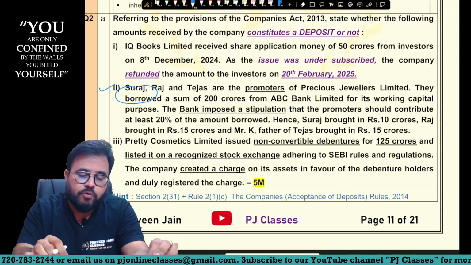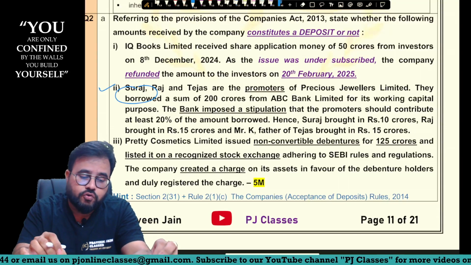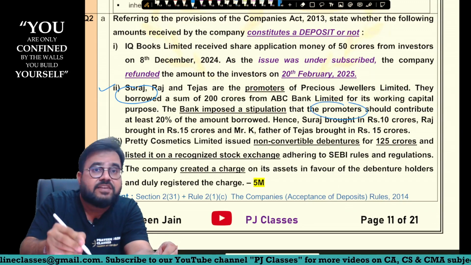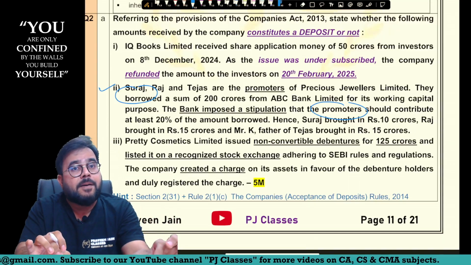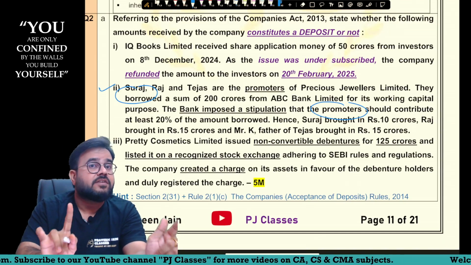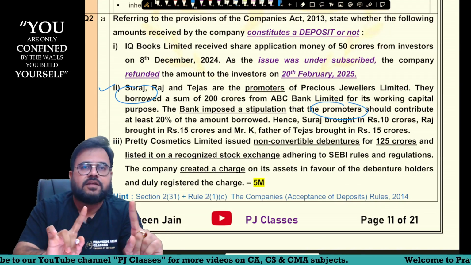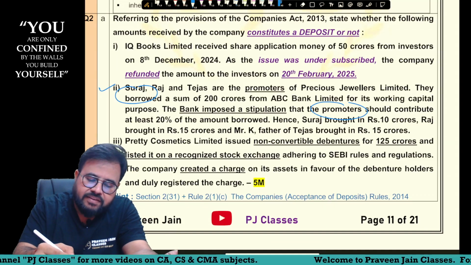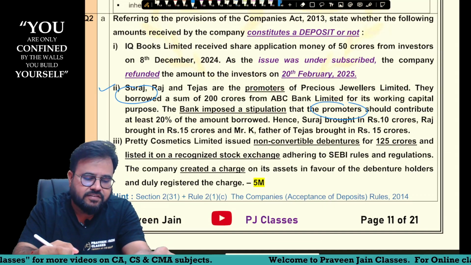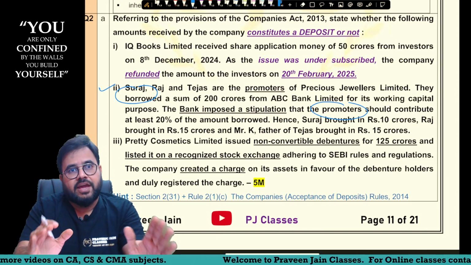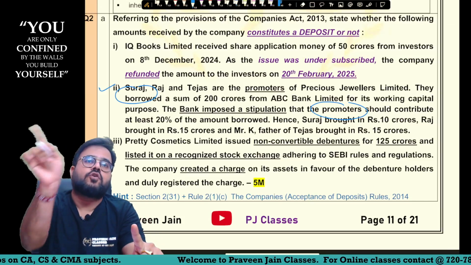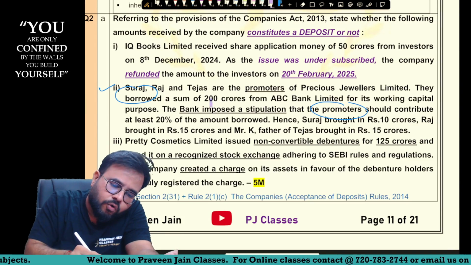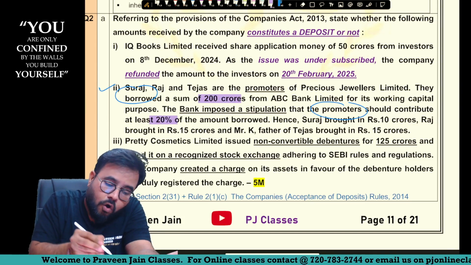The bank has imposed a stipulation that the promoters should contribute. So the company is taking money from promoters. Is this a deposit? The answer is yes. But if the company is taking a loan from promoters because the bank has put a stipulation, then it is not a deposit, sir. This is clearly mentioned, sir. A stipulation by the bank is nothing but a condition, sir. In other words, the bank is saying, okay, we will give you a loan, but promoters, you also have to give some loan, sir. So here, of the 200 crores, 20% also has to be brought in.